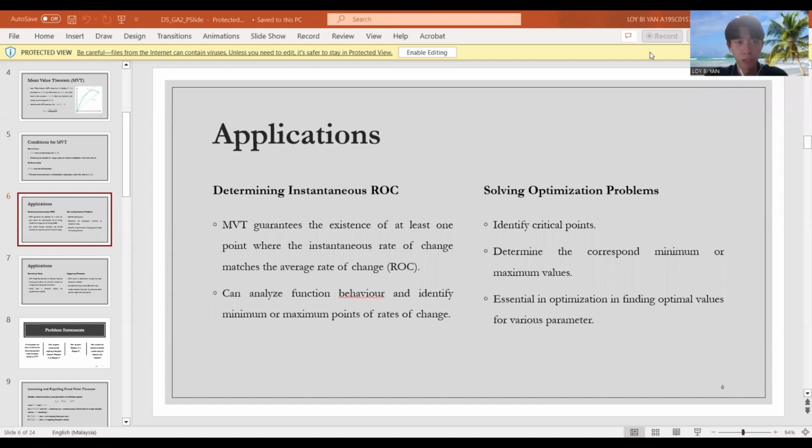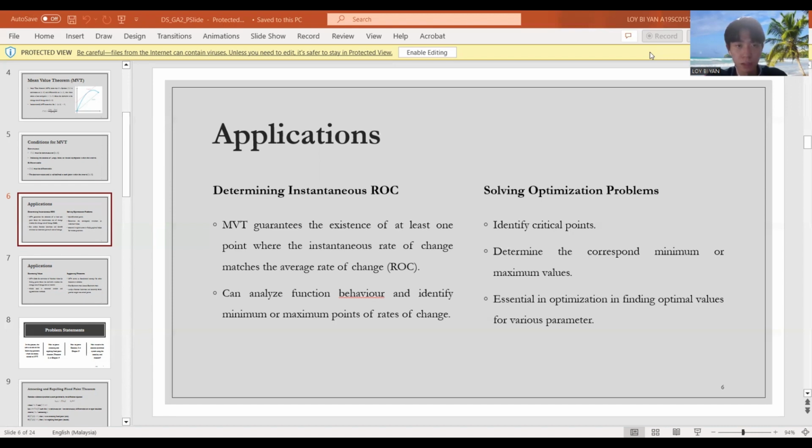Greetings everyone, my name is Lebian. I will explain the applications of the mean value theorem. The first application is determining the instantaneous rate of change. The mean value theorem guarantees the existence of at least one point where the instantaneous rate of change matches the average rate of change. It can analyze function behavior and identify minimum and maximum points of the rate of change.